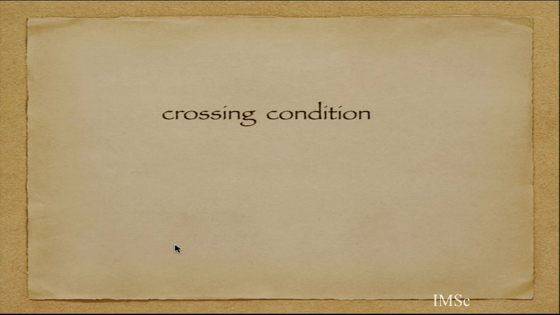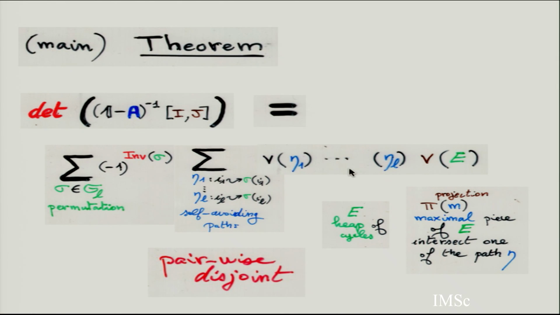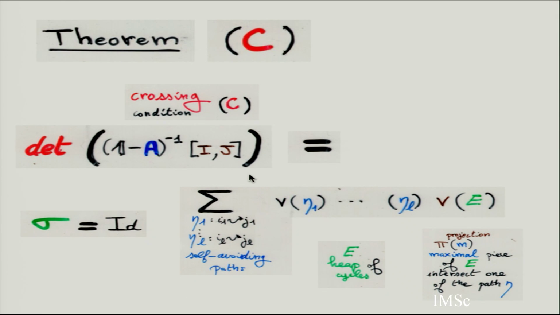Now the general theorem with the crossing condition. In this case, there is no more inversion. The crossing condition is that sigma is the identity, and then you have a sum over all blue paths and a sum over a single heap, with no more permutation. Which means that if the weights are positive, everything is positive.